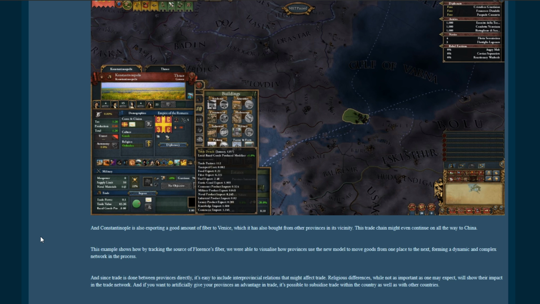This example shows how, by tracking the source of Florence's fiber, we're able to visualize how provinces use the new model to move goods from one place to the next, forming a dynamic and complex network in the process. And since trade is done between provinces directly, it's easy to include interprovincial relations that might affect trade. Religious differences, while not as important as one may expect, will show their impact on the trade network. And if you want to artificially give your provinces an advantage in trade, it's possible to subsidize trade within the country as well as with other countries.